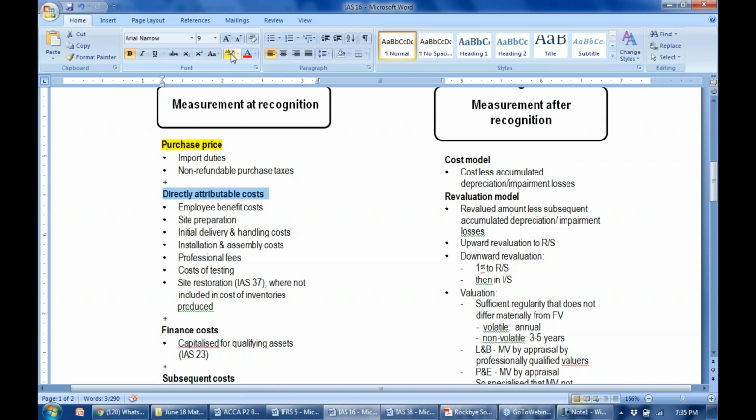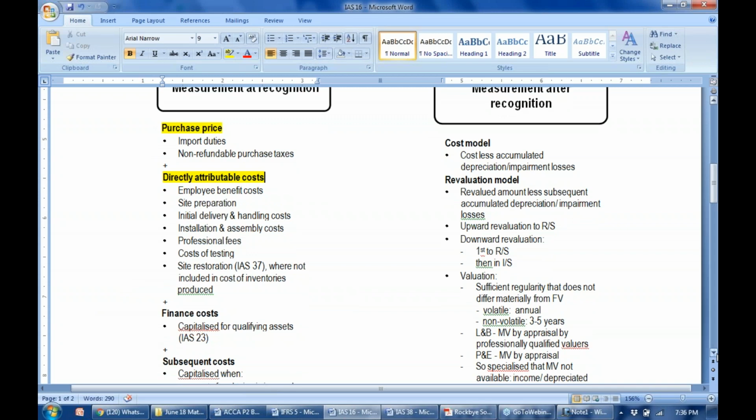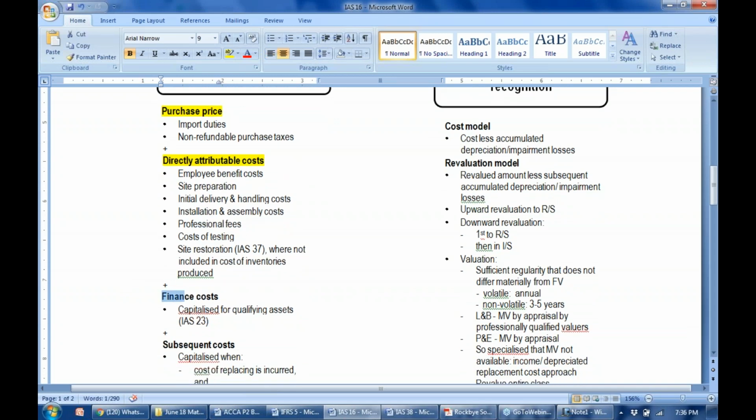Number two, adding on the directly attributable cost. What are the directly attributable costs? Directly attributable costs are those costs which we must incur before starting the machine. For example, employee benefit cost, site preparation cost, initial delivery or handling cost, installation and assembly cost, professional fees, cost of testing, and IAS 37 estimated dismantling and restoration cost. So these are what is initially capitalized. And any IAS 23 qualifying asset capitalized costs. So these three costs are the initial measurement aspects: purchase price, directly attributable cost, and the finance cost.